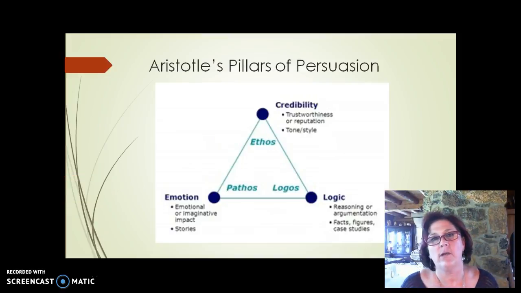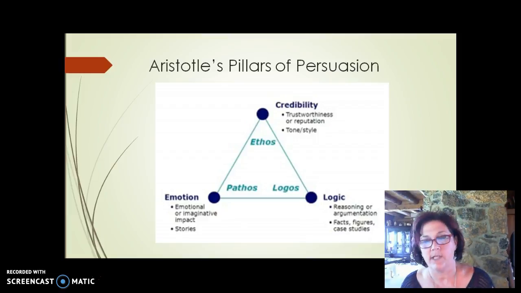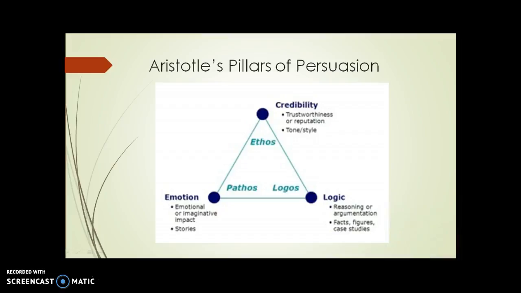Now, Aristotle established three pillars of persuasion: ethos, pathos, and logos. Ethos is the credibility of your argument, the credibility of the persuasive case that you're making. Pathos is the emotional content. What emotional investment can you get out of your audience? And logic, or logos, is the reasoning or argumentation.